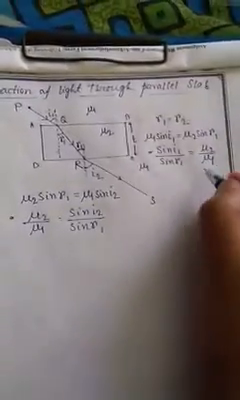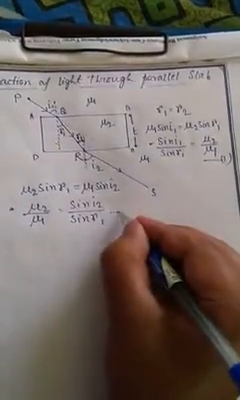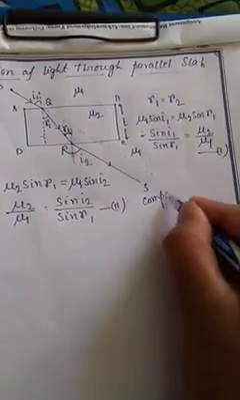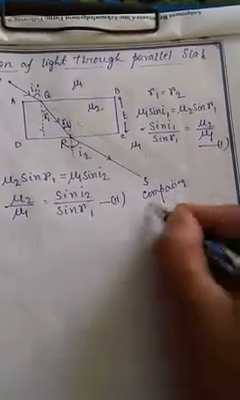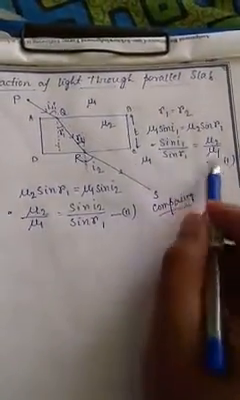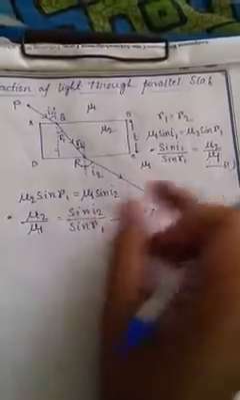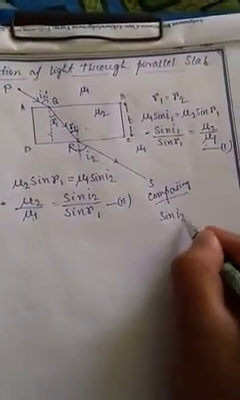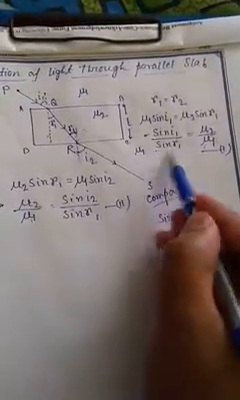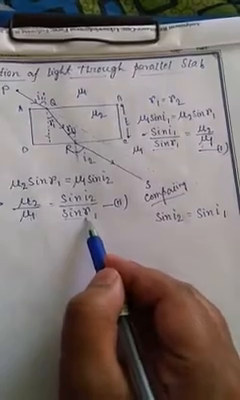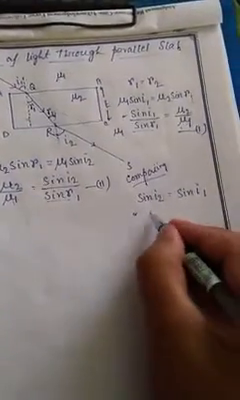Now compare these two equations. This is equation 1 and this is equation 2. Now comparing these two equations, what are we getting? This is mu2 by mu1, this is also mu2 by mu1, so this one equals this one. So what can we write? Sin I2 equals sin I1. How? Because this R1 is also equal. So from here we can write I2 equals I1, right?